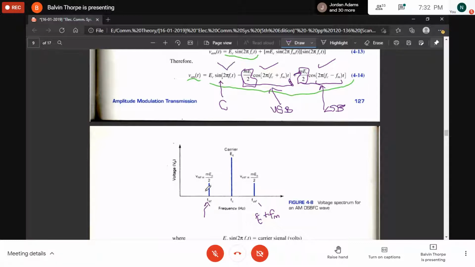And of course, you see that this is the lower sideband because it's FC minus FM.